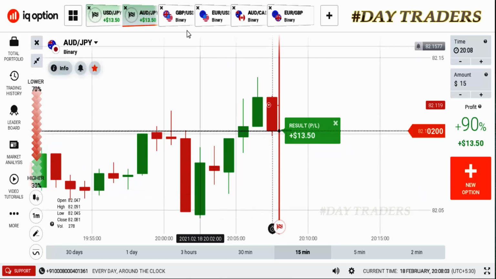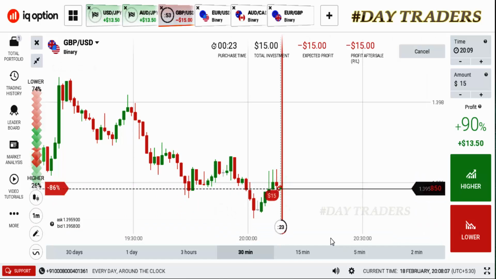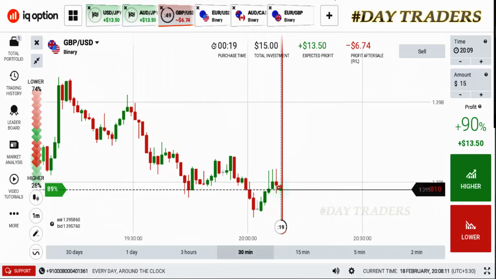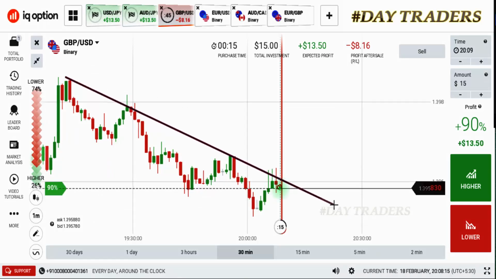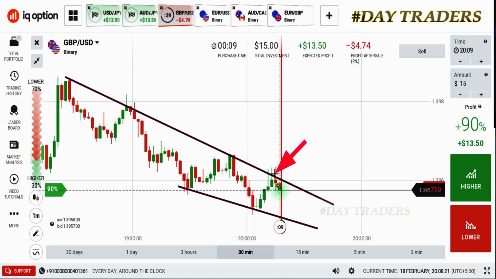And this is also a winning trade. Let's check the next pair. Okay, I will place a lower option. This is a major downtrend market, and this is a buyer's area. Okay, this is a reversal point.